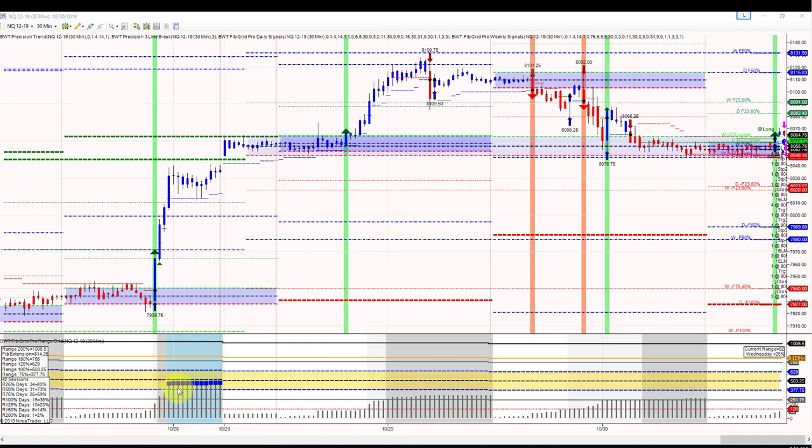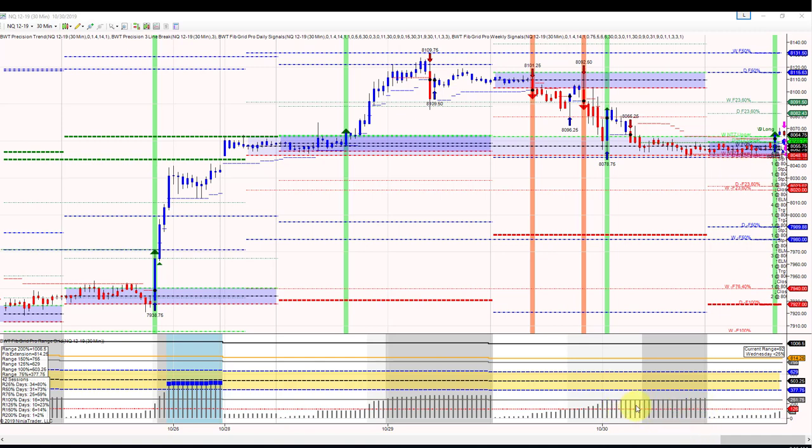Down here is the range grid. This shows you where you are in the day in achieving the daily range. In other words, right now it's only at 25% of the daily range. The daily range is expressed in ticks. So if the daily range is 400 ticks, then what this is telling us is we've only moved 100 ticks so far into the session, which is 25% of the daily range.